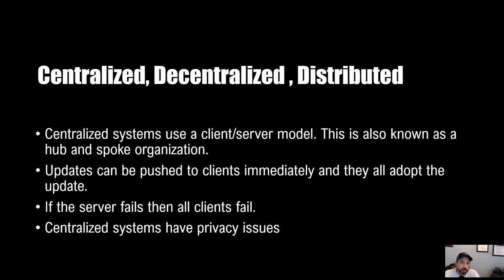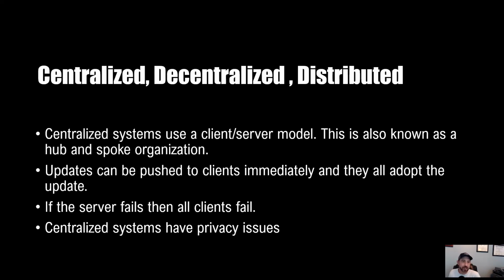Now, another term that we talked about was that it was decentralized and distributed. And then we also have to talk about centralized and talk about the differences between the three of these. All right, so centralized is basically a client-server model, right? This is also known as hub and spoke organization. Updates can be pushed to clients immediately and they all adopt the update, right? A problem with this particular way is that if a server fails, then potentially all the clients fail at the same time. And centralized systems also have privacy issues.